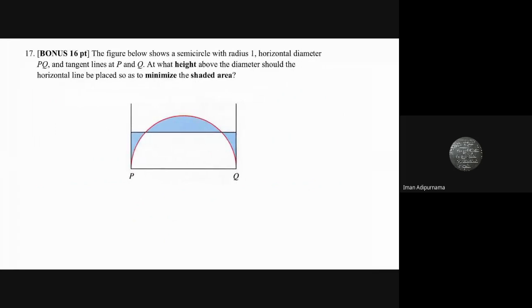Okay, the figure shows a symmetrical shape with a circle of radius 1, horizontal diameter PQ, and tangent lines at P and Q. At what height above the diameter should the horizontal line be placed so as to minimize the shaded area? Okay, seems a bit complicated.